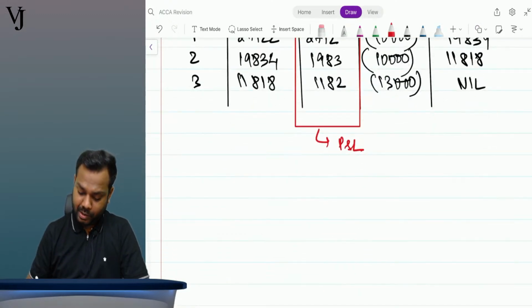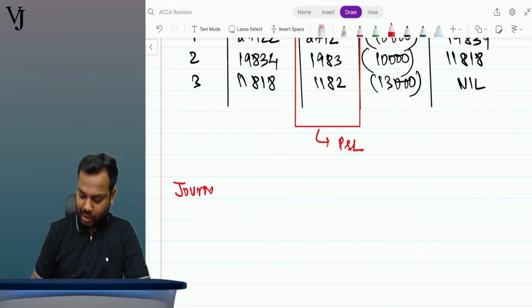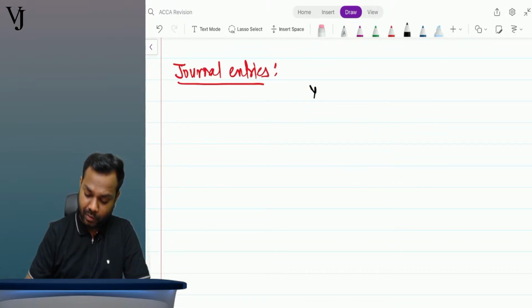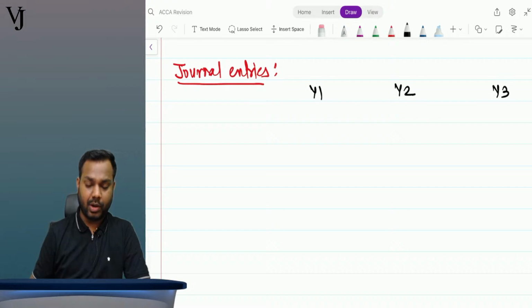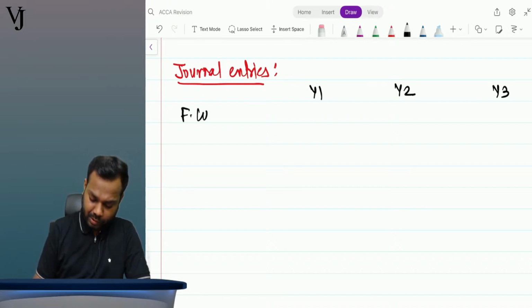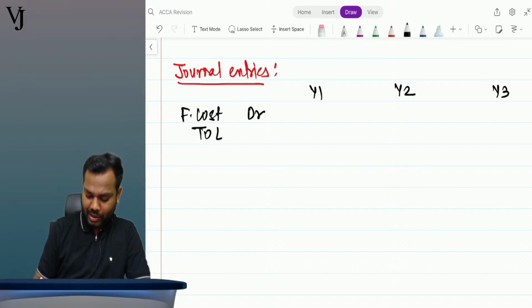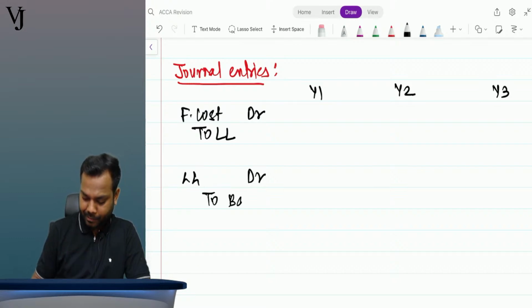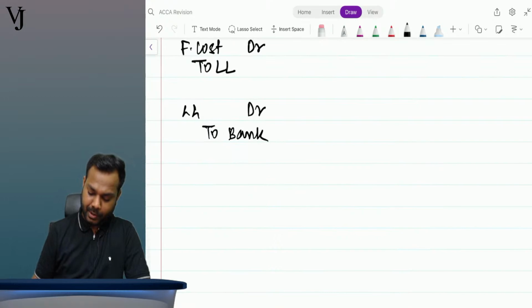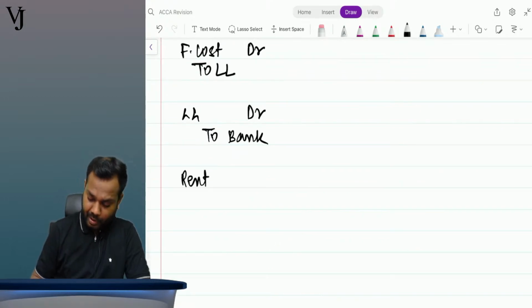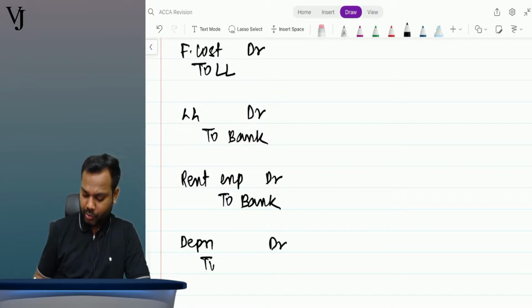Okay, now what are the journal entries? What are the journal entries for all the 3 years? Let me write here. Year 1, year 2, year 3. First entry is finance costs account debit to lease liability, then lease liability account debit to bank. Then third point, rent expense account debit to bank, then depreciation account debit to ROU assets. So these are the 4 entries which I will pass.